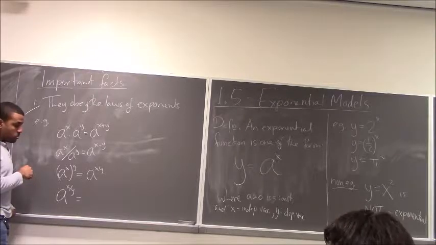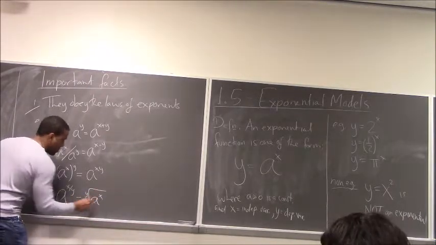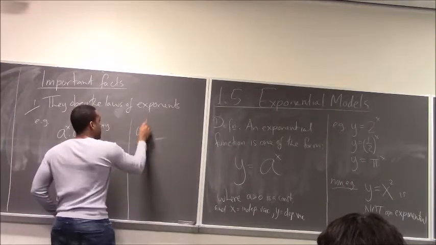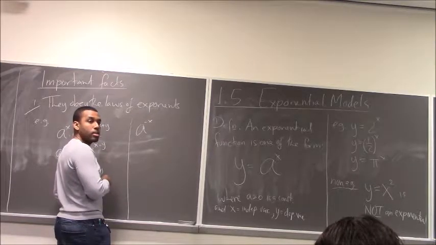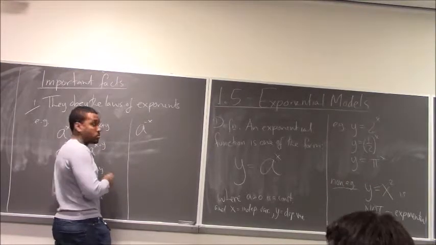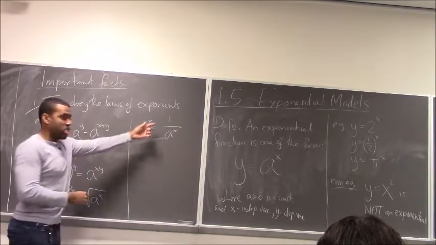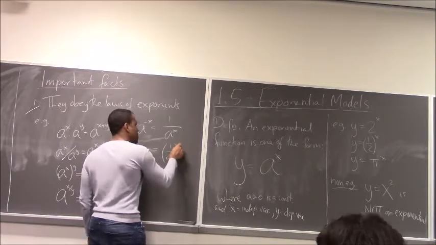Yeah? The y-th root of a to the x. Right, don't forget these rules. If you have a to the minus x, what is that? It's 1 over a to the x, right? Which, because there's a 1, you could also notice that that is 1 over a to the x.